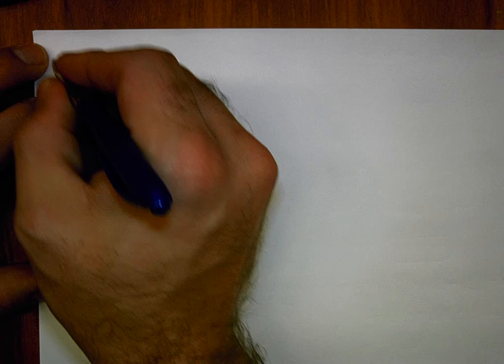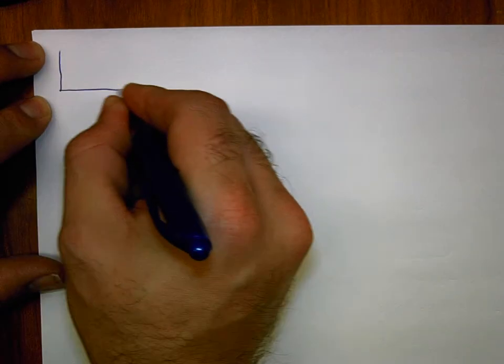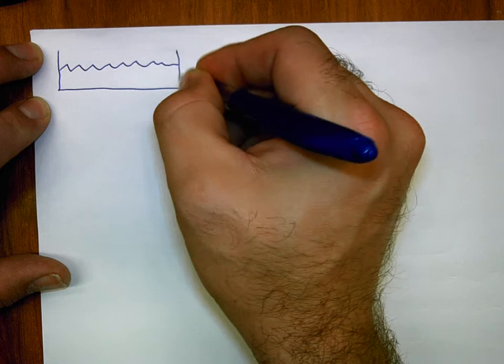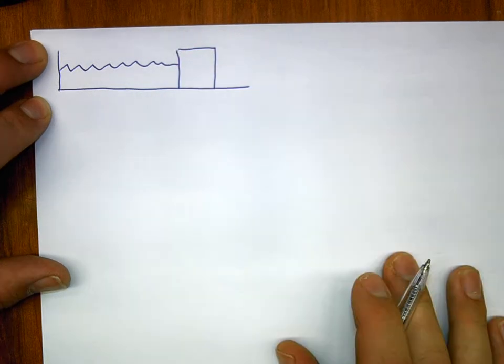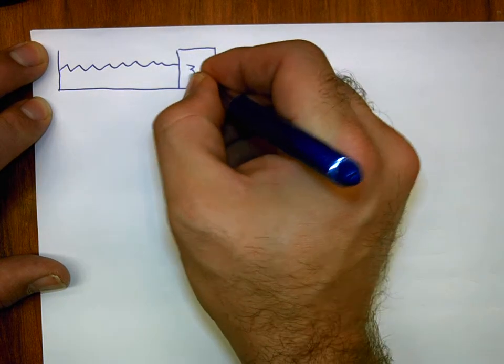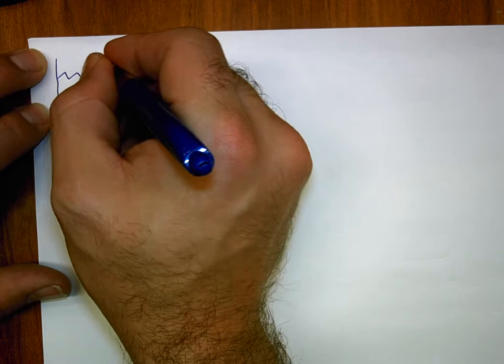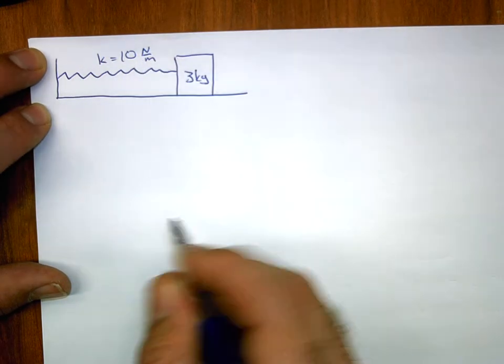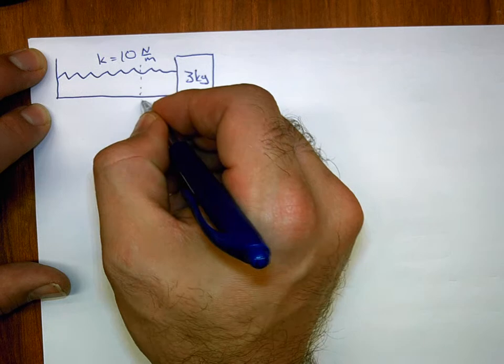Draw a picture for ourselves so that we know what's going on. So we're given that we've got a spring tied to a mass. The mass is 3 kilograms. The spring constant is 10 newtons per meter. And let's say this is the equilibrium point.